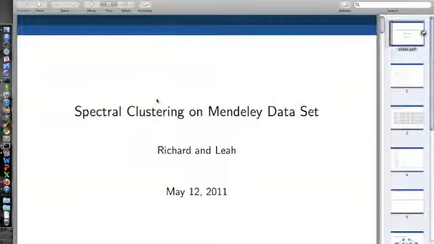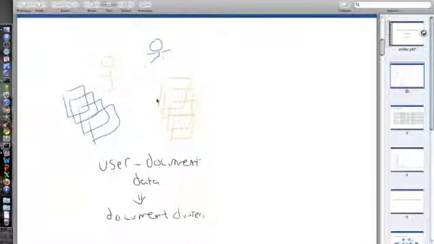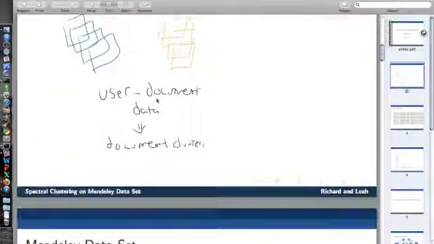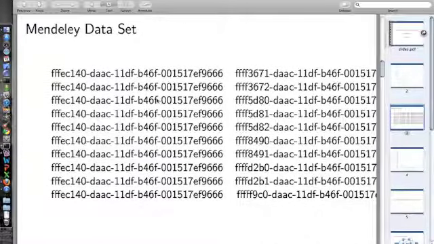The project was to analyze the Menley dataset. The Menley dataset is a set of user document associations without any extra information. In fact, it looks like that. And we wanted to create document clusters from it, but given the sparsity of information, we're fairly limited in the sort of algorithms we can use.